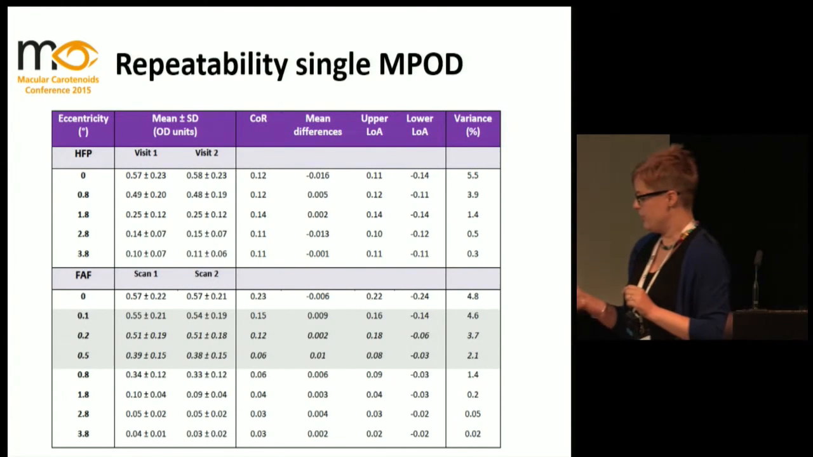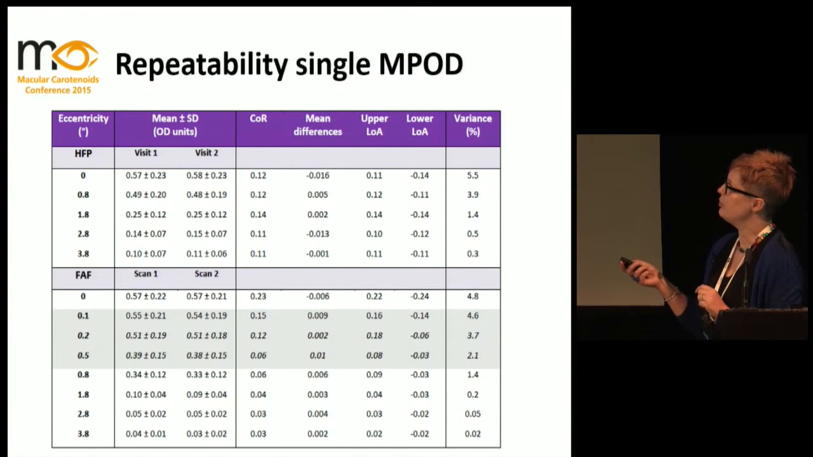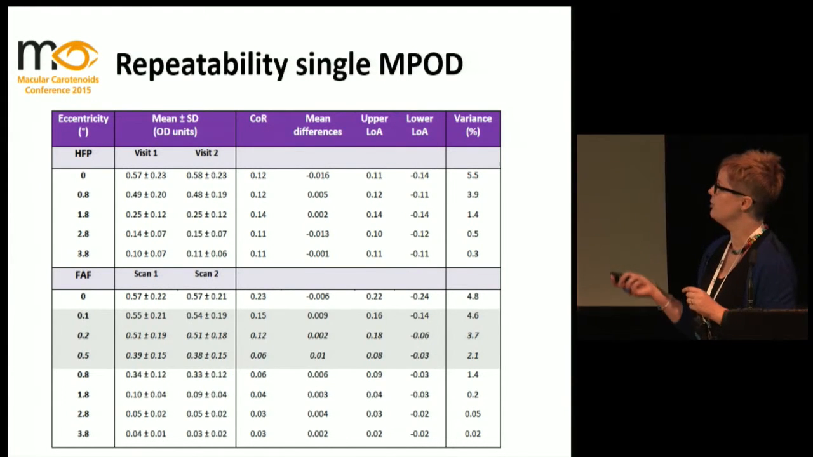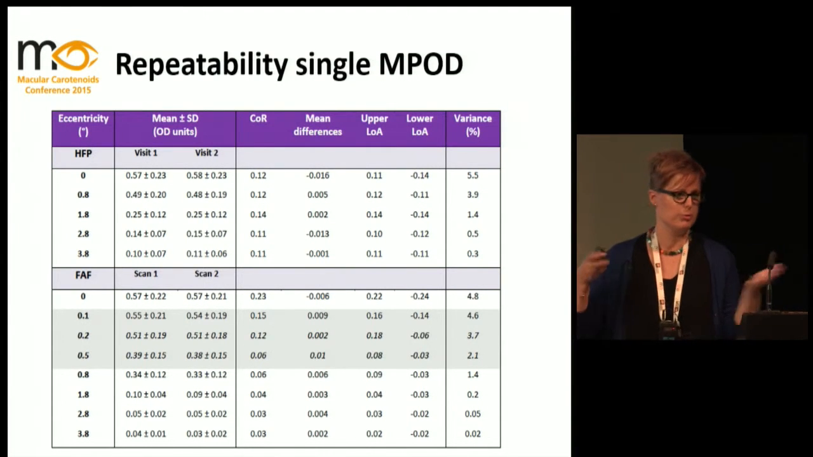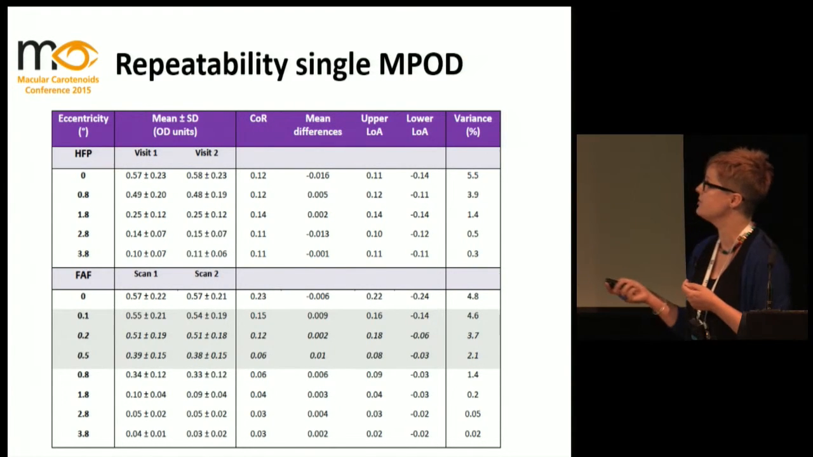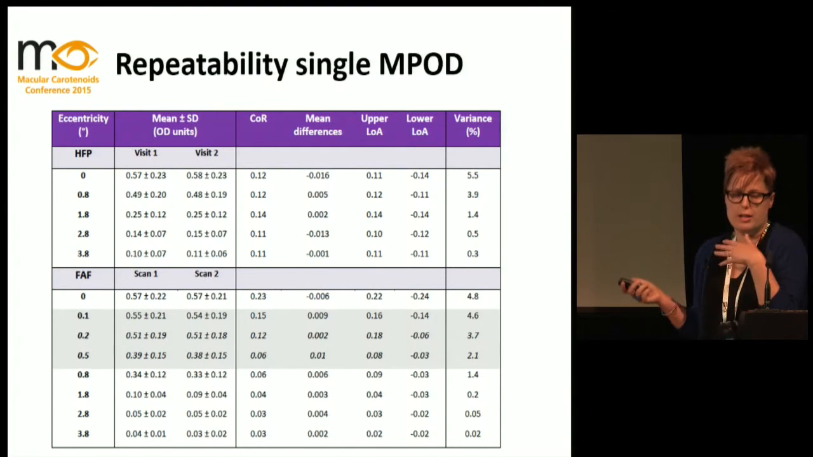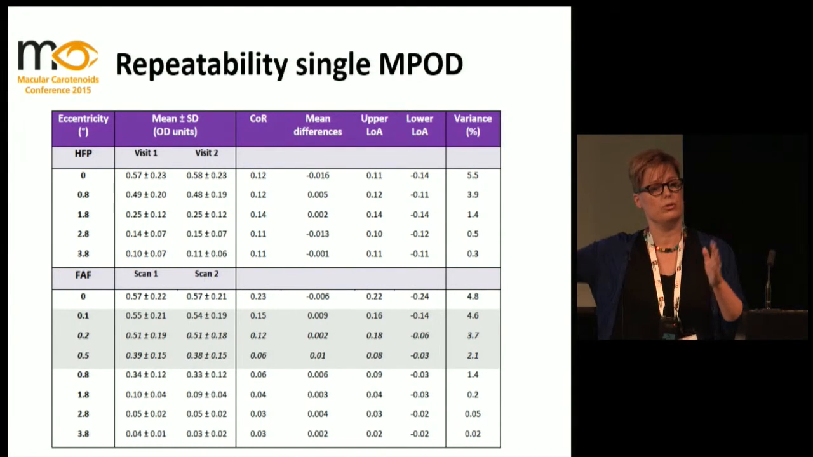Now here are the results of our repeatability study. On the top are the results using HFP for all the central 5 eccentricities, and at the bottom we can see the results for FAV. I would like to draw your attention to the coefficient of repeatability column. The coefficient of repeatability was calculated as 1.96 times the standard deviation of the differences between the 2 scans. With HFP, we found using our map test that the coefficient of repeatability is very similar at all the eccentricities.